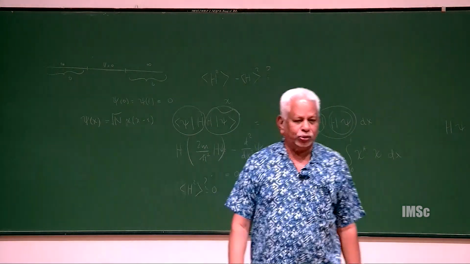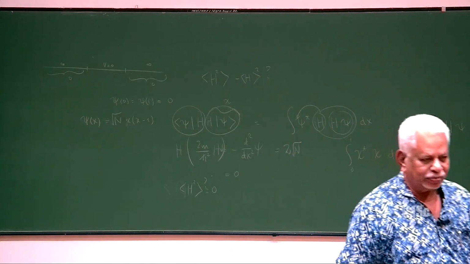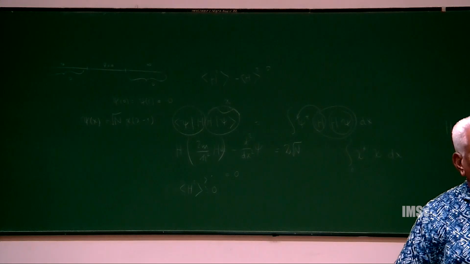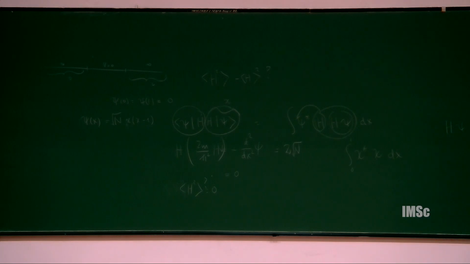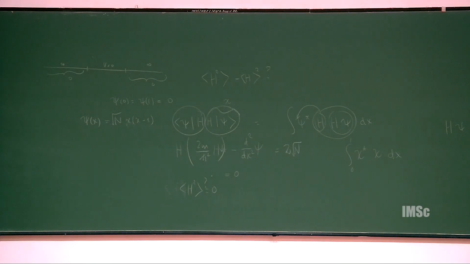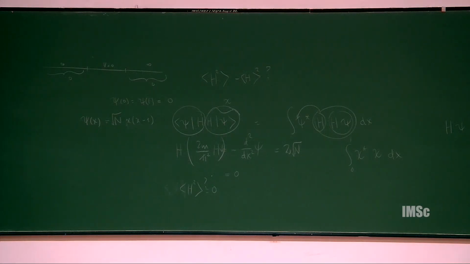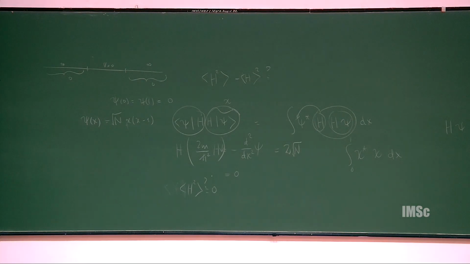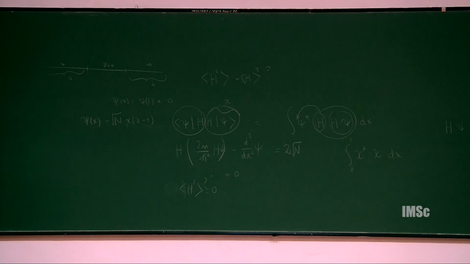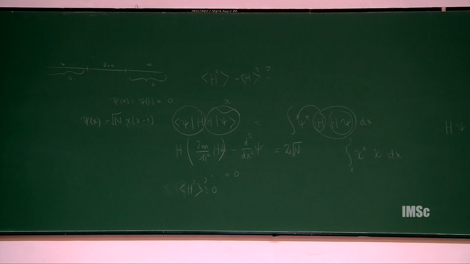And what you have now, 2 root n into 2 root n is 4 times n, integrated from 0 to 1, it will give you some number. Actually 0 to 1, because it is a constant, gives you 4 root n, that is all. So that is the answer for H square, it is not 0. Actually H square average cannot be 0 for a non-pure eigenstate. It has to be a number.